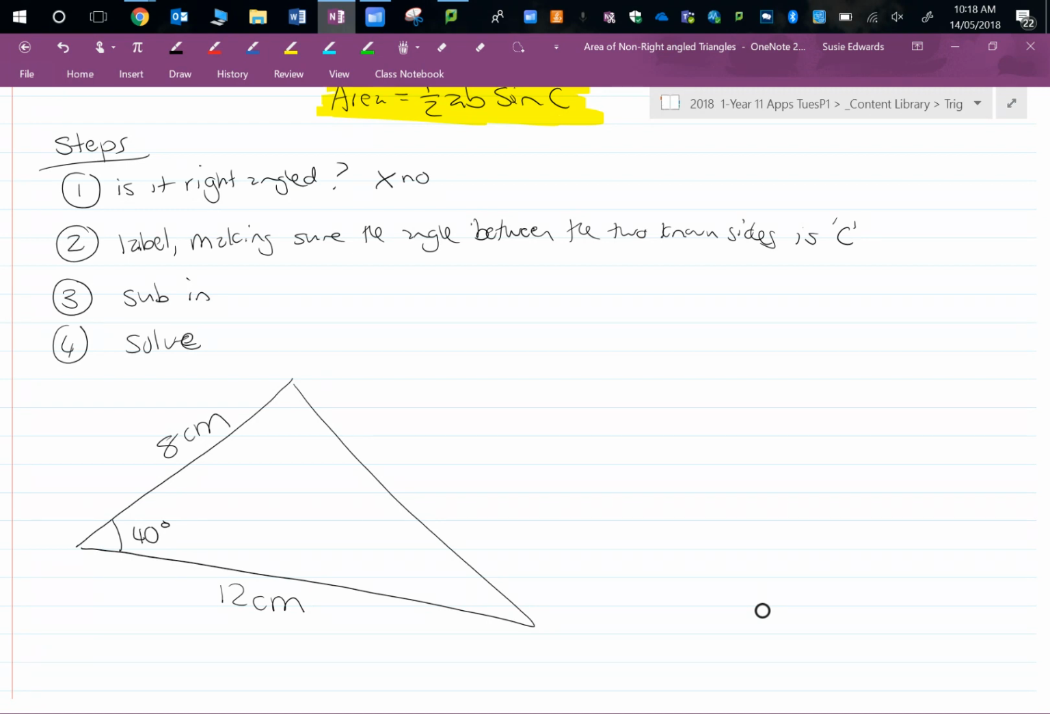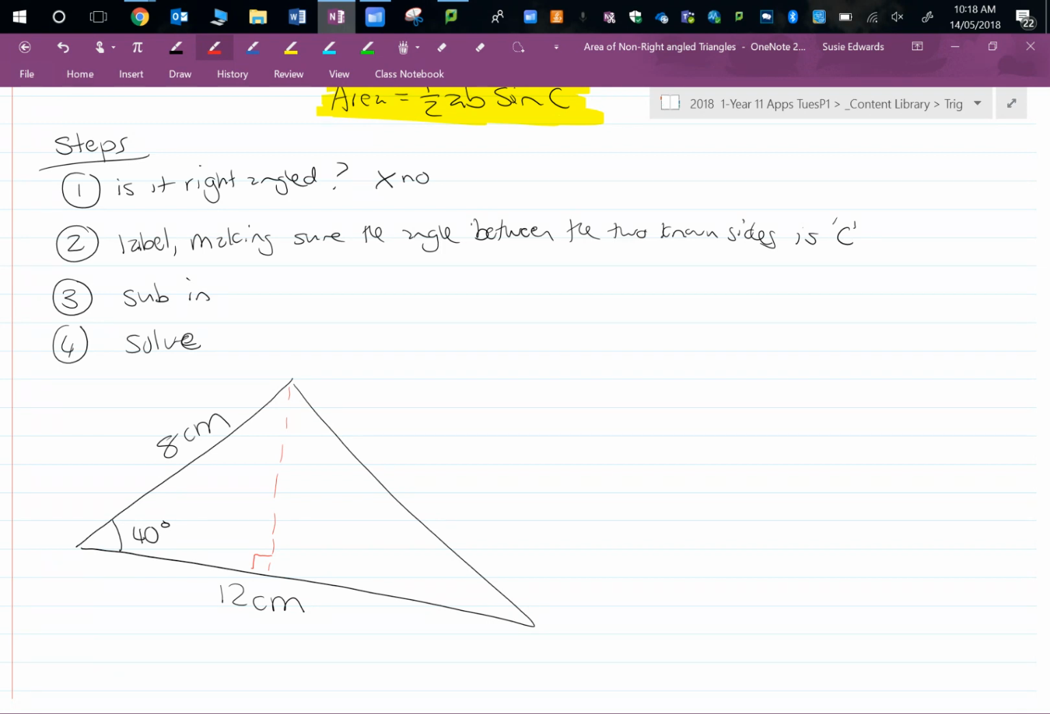all right, why can't we use half base times height for this question? Because it's not a right angle, but why else? We don't have the height. We need to be able to find the height. Now, if I put a right angle triangle in here, how could I find the height?